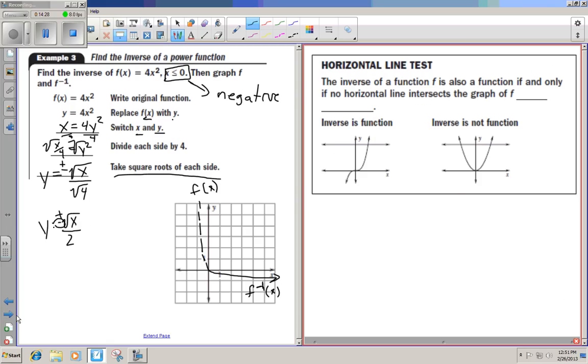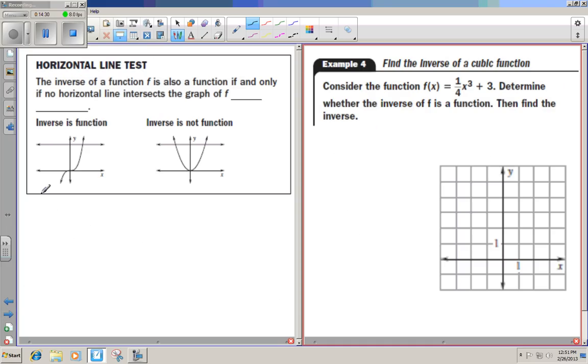This takes us to our next part of the note-taking guides, the horizontal line test. You hopefully should remember that something called a vertical line test told you whether a graph was a function or not. The horizontal line test will tell you whether the inverse is a function or not. So the inverse of a function f is also a function if and only if no horizontal line intersects the graph of f more than once.